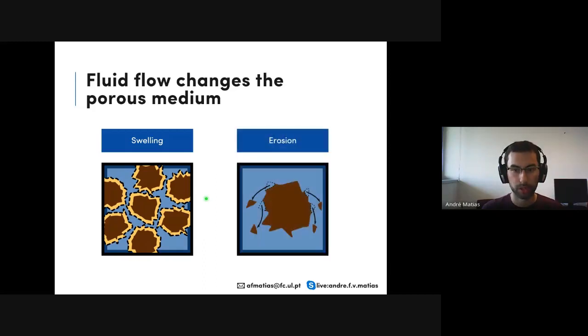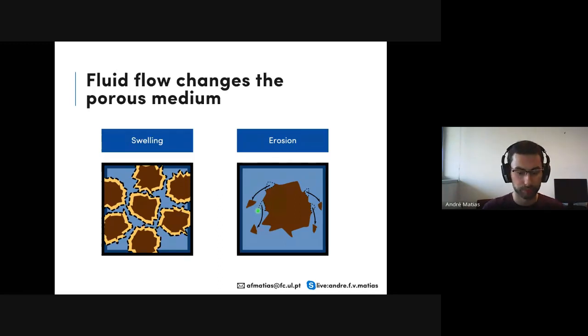Another thing that we are interested in is erosion. So back to the example of the oil reservoirs, as we force the oil out of the porous medium, the shear stress that the oil induces on the ground is enough to remove parts of the ground and transport it with the flow of the oil. And these pieces of ground can then end up in the extracted oil, which we don't want.